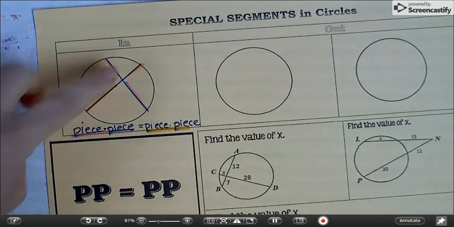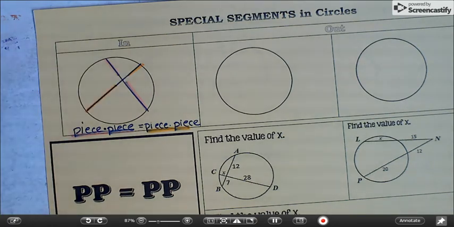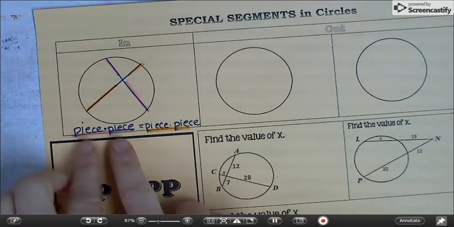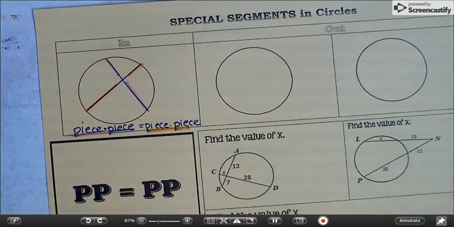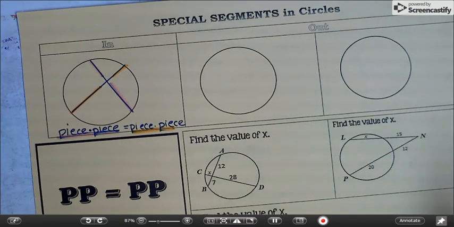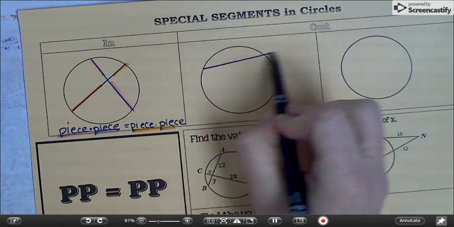It's just a funny way to remember it. If the vertex is inside, it's PP. You want to hold the PP in. That sounds ridiculous, but hopefully it'll help you remember. You want to keep the PP in, so it's inside the circle, and you multiply piece times piece equals piece times piece.